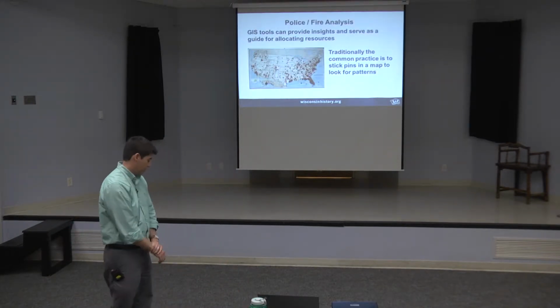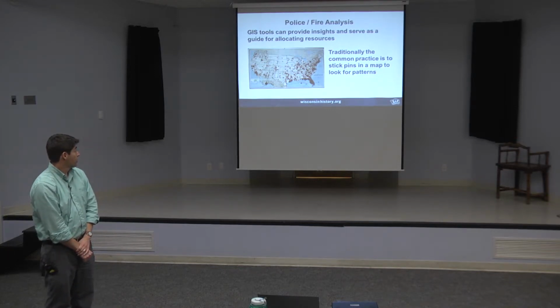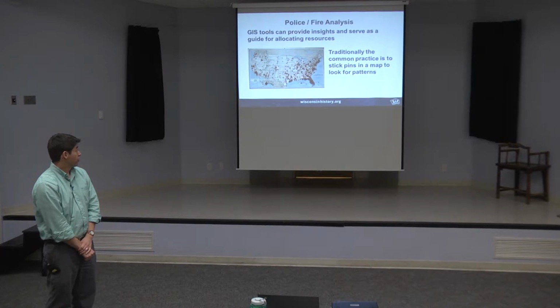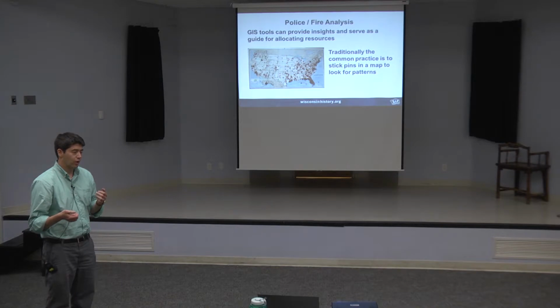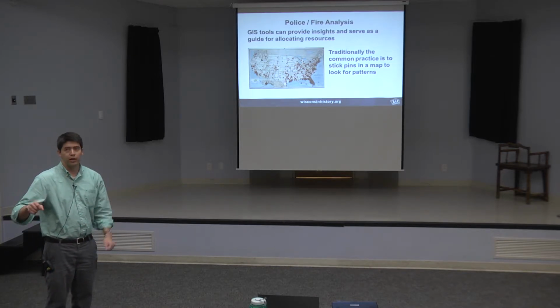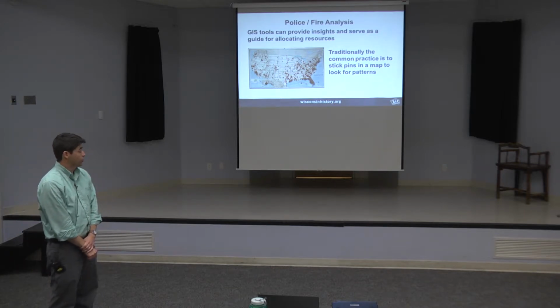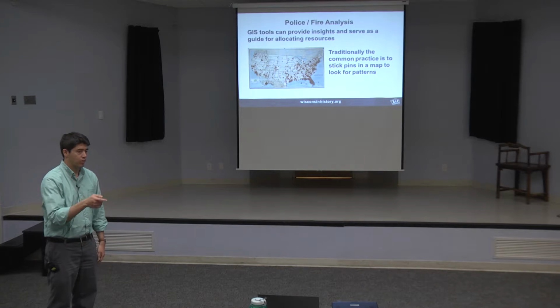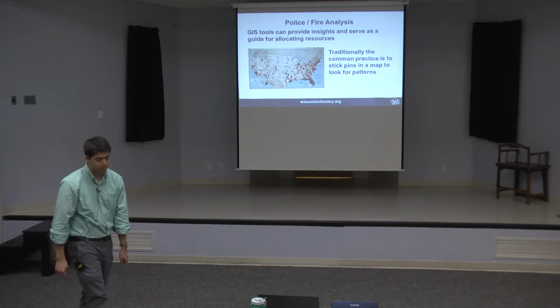So to get into a couple other applications, for police and fire analysis, we can use GIS to provide insights for trends, social areas that may need social services, things like that, and resource allocation. Traditionally, the common practice is you get a paper map, you hang it on the wall, you start putting pins in there to start looking for patterns. With GIS, you can do the pins on the computer, and then you can attach more than one data point to each pin.